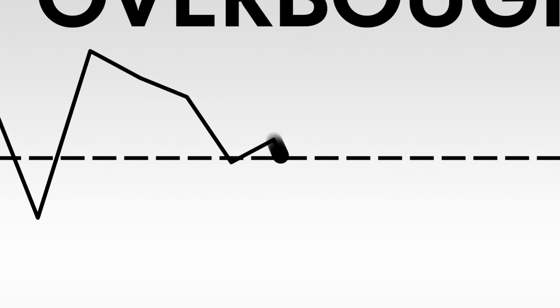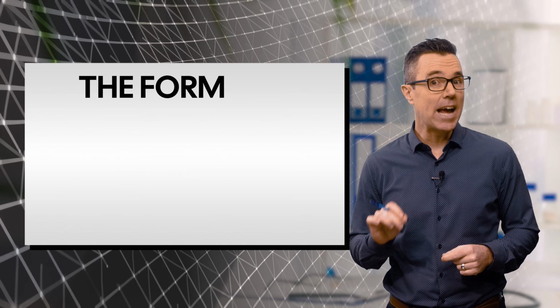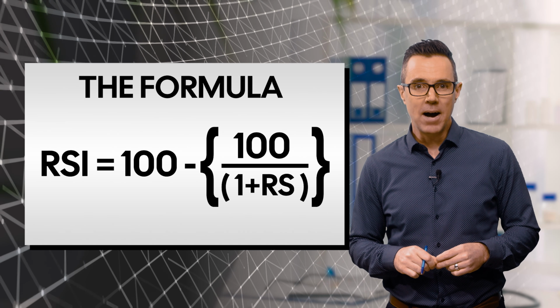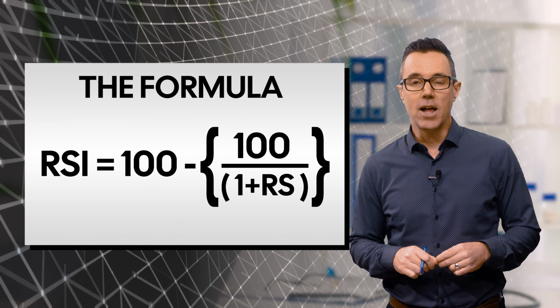RSI is a momentum oscillator that measures the speed and change of price movements, helping traders identify potential reversal points. The RSI is calculated using this formula. RSI equals 100 minus 100 divided by 1 plus RS. Let's take a closer look.